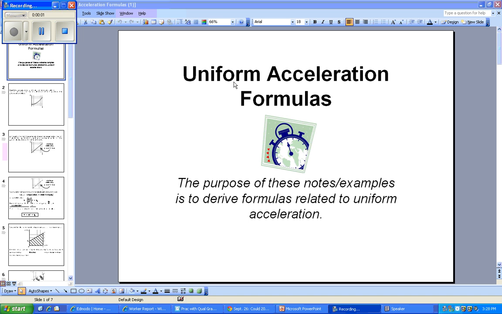Okay, I'm going to walk you guys through a PowerPoint on uniform acceleration formulas. You should have the note sheet in front of you if you're viewing this in class. So I'm going to go ahead and start and walk through these slides.